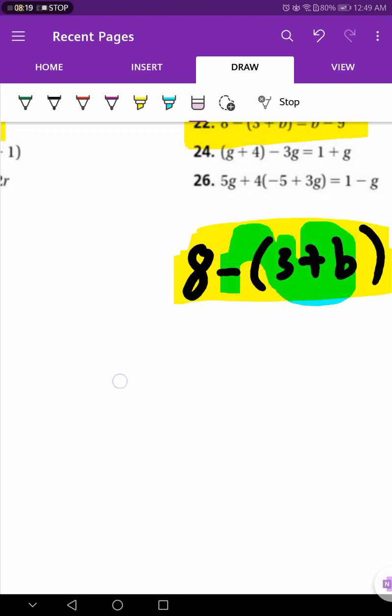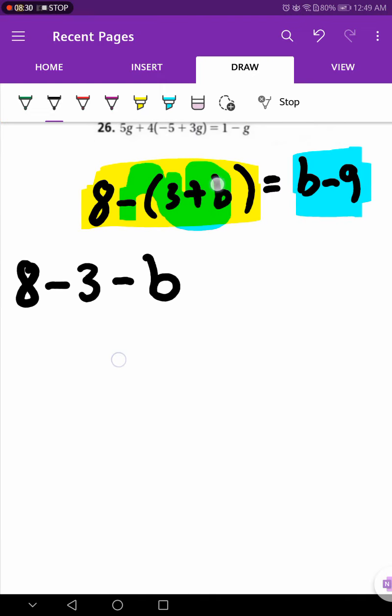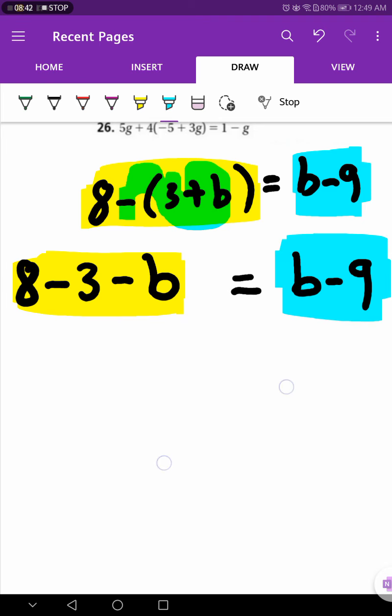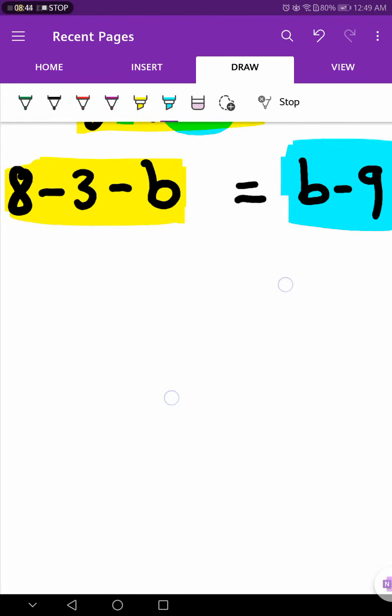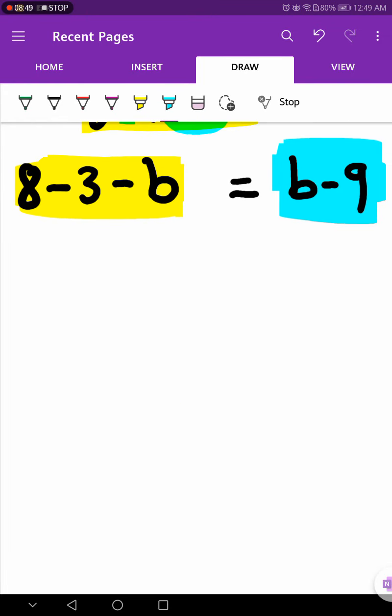Yes, so it will be 8 minus 3 minus b. This is the left side. What about the right side? It comes as it is, b minus 9. We don't do anything. Now I determine the left side and the right side. Great. Now as we learned before, we have to move the letters together in one side and the numbers together in the other side. Okay.